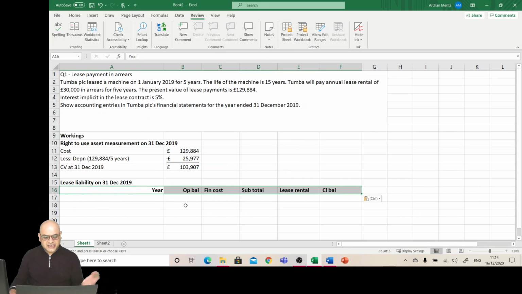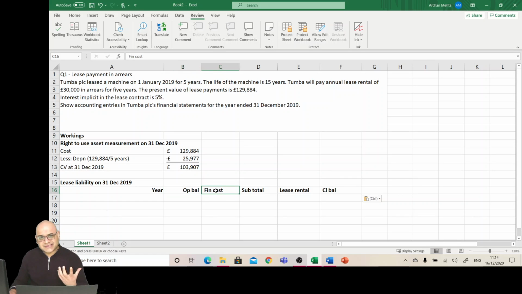So yeah, this is our table, and the table has the year in which we are trying to measure the liability. We'll have an opening balance of liability. We will charge interest on the opening liability then. In this case, the interest rate implicit in the lease is 5%, so we're going to be charging interest at 5%. And that's what I meant when I said that we need to charge interest on the opening balance first and then remove the lease rental.